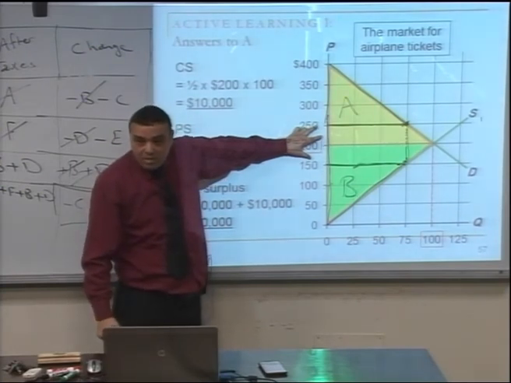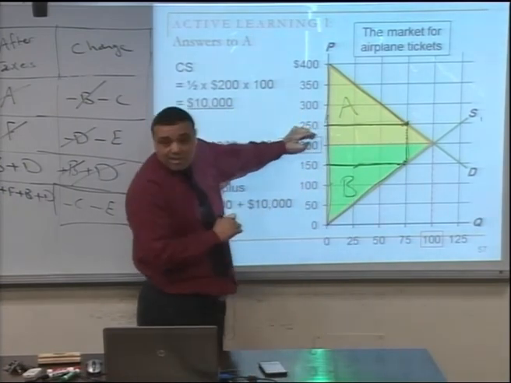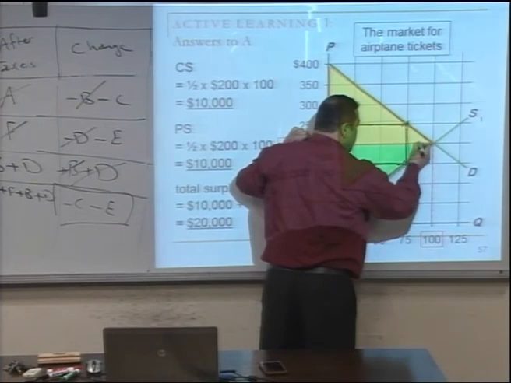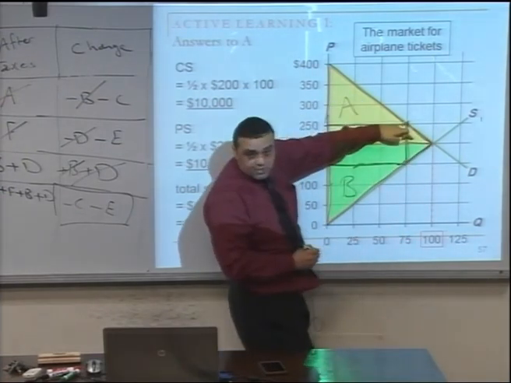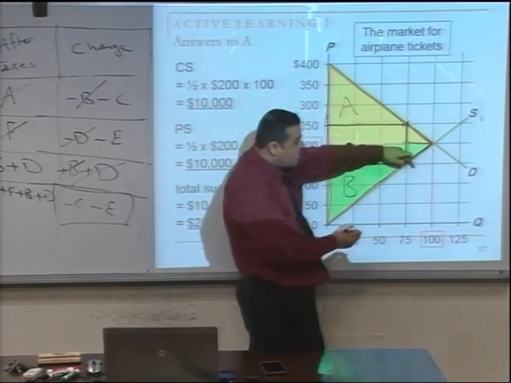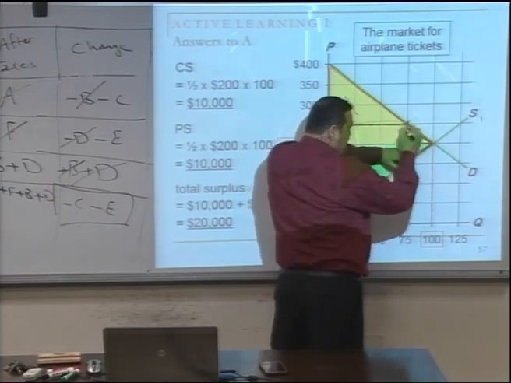Right? This is the area of this rectangle here. The deadweight loss can be represented by this area here. We can calculate the area of this triangle plus the area of this triangle. We can collect them to calculate the deadweight loss.